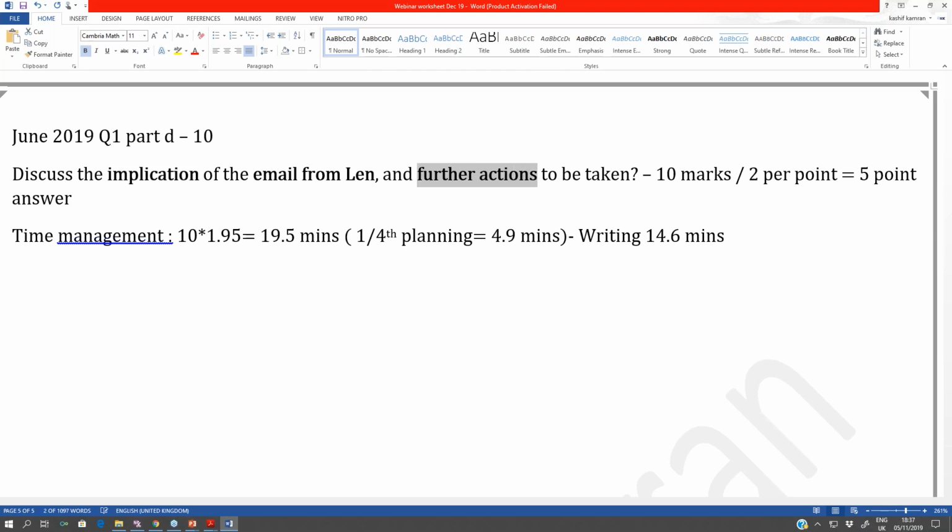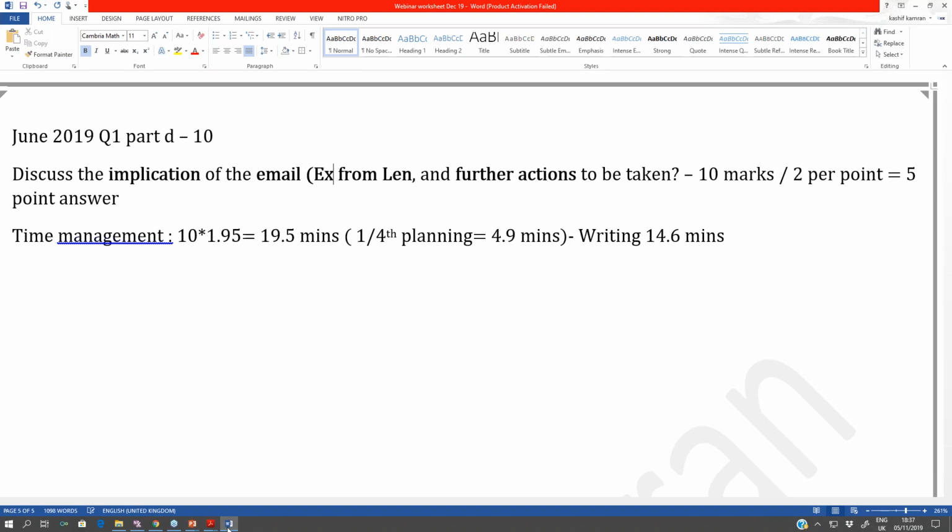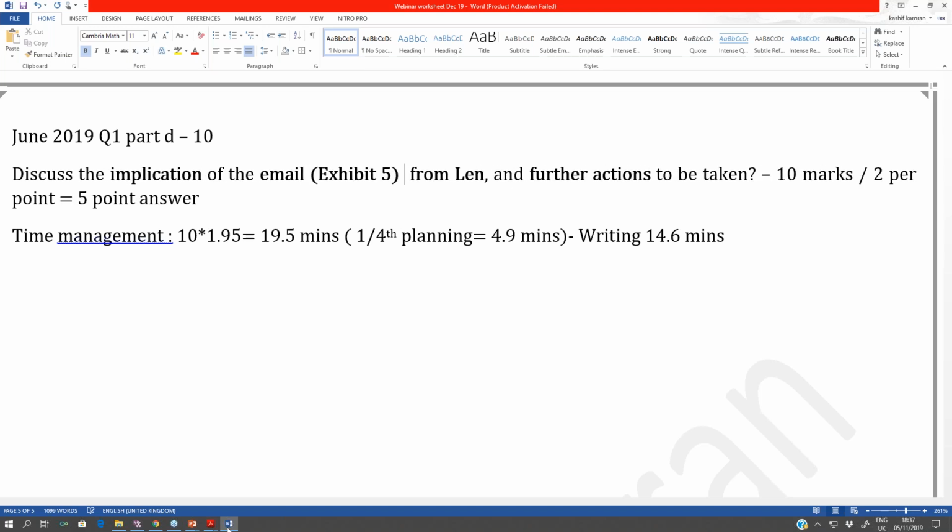And the examiner is saying the email is in the exhibit 5. So this email we got is in the exhibit 5. So how much time do we have to read the exhibit 5? Almost 5 minutes, right? In 5 minutes, we should read exhibit 5, plan exhibit 5, and then in 14 minutes, we should be writing the answer.